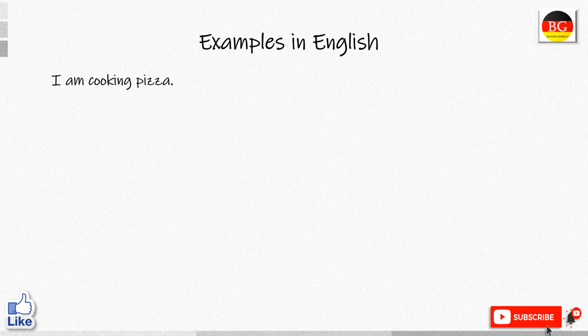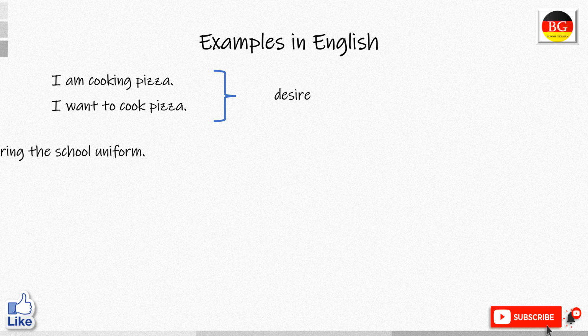Now let us understand how modal verbs work in English language. For example, I am cooking pizza. I want to cook pizza. So I am cooking pizza is a normal sentence. It's just a continuous present tense. I want to cook pizza. There is a desire to cook pizza. Want is a modal verb. It's a desire. This is showing a desire.